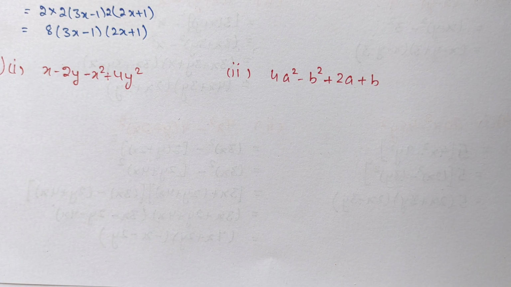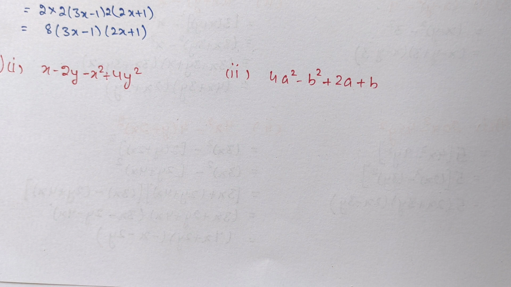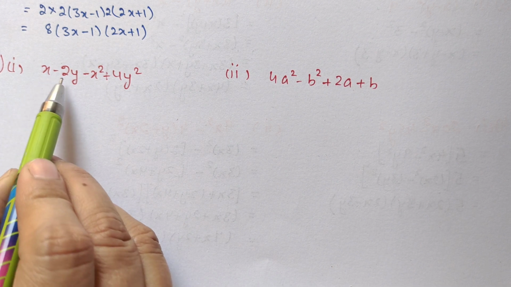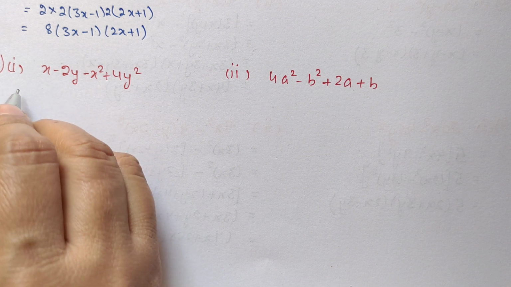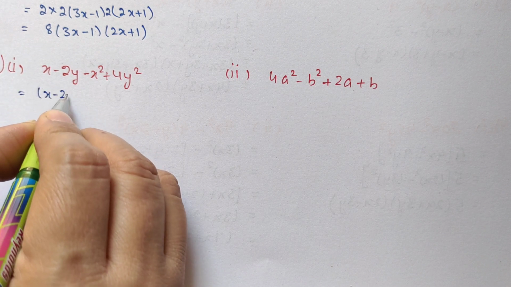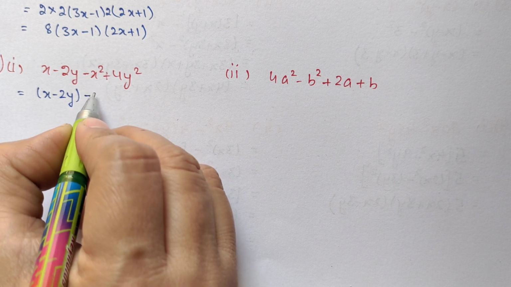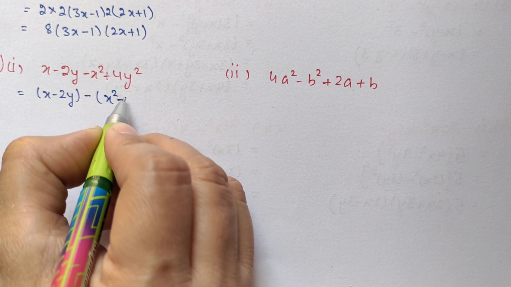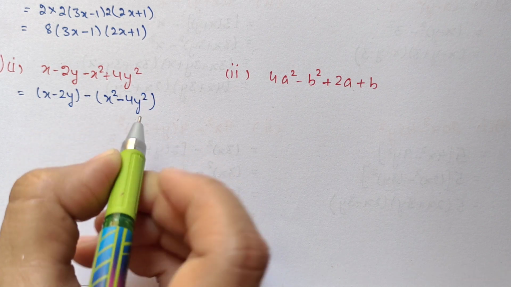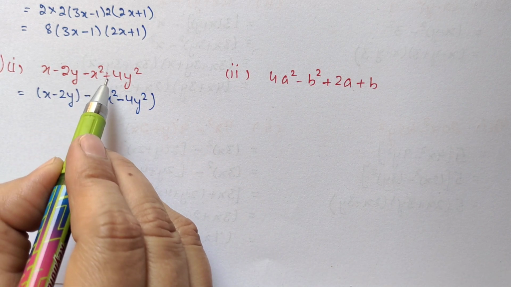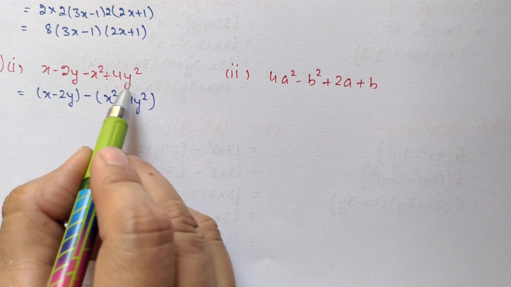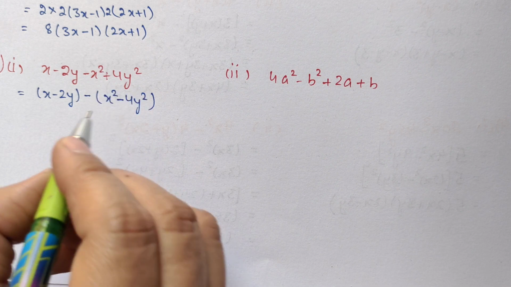Next we have 8th question, first part: x(x − 2y) − x² + 4y². Here we cannot use any identity, so we will keep the first part as it is, x(x − 2y). Now from the last two terms, if I take minus common, then I have −(x² − 4y²). When we are taking minus common, we also have to change the symbol. So inside this bracket we can use an identity.